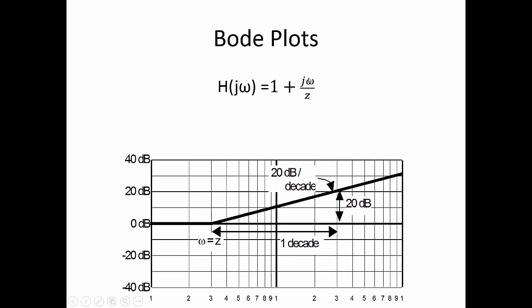If we have 1 plus j omega divided by something in the numerator, whatever j omega is divided by, we'll call it z for zero. At that point, we're flat before that at 0 dB, and at that point, we start increasing at 20 dB per decade. Again, 1 decade would be from 3 to 30. If z were at 4, it would be 4 to 40. And then at that point, we go up 20 dB, and we have a straight line.